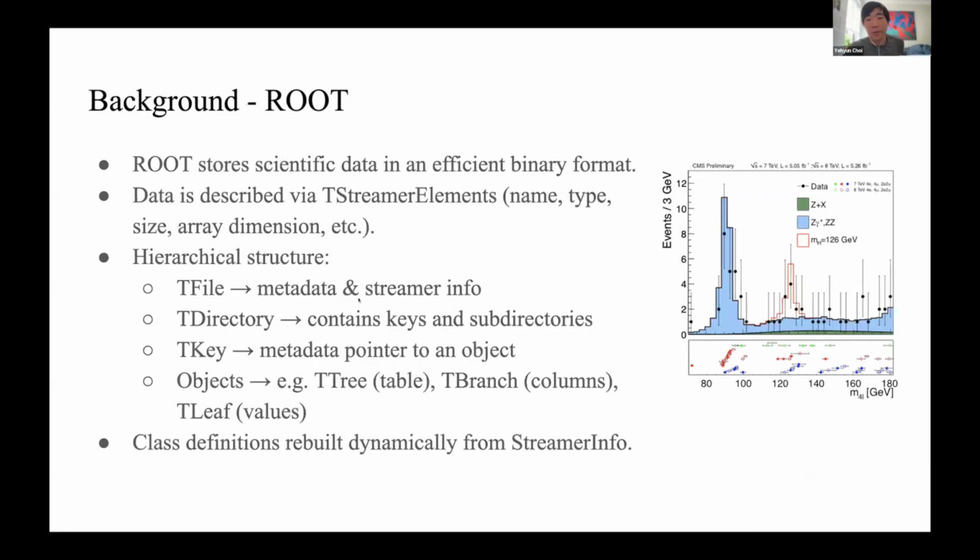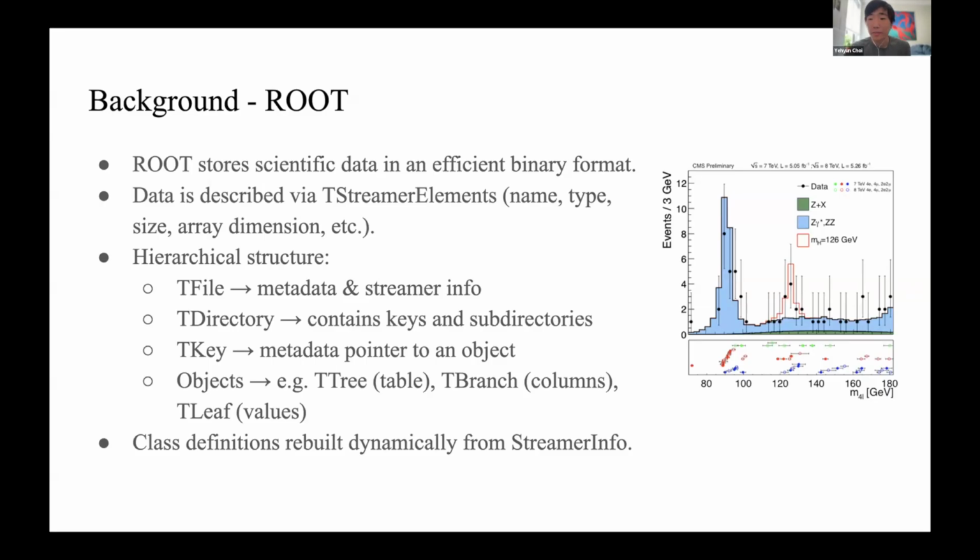Let's get into what root is. I'm pretty sure a lot of people know what root is and what root does, but it is the data backbone of most things in high energy physics. It's not like having data in CSV or JSON, but it is a custom binary format which is optimized for performance. At the lowest level, root uses streamer elements to describe how data is stored, like how the names, types, and sizes are stored in the binary file.